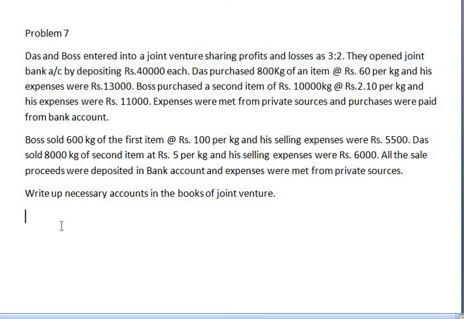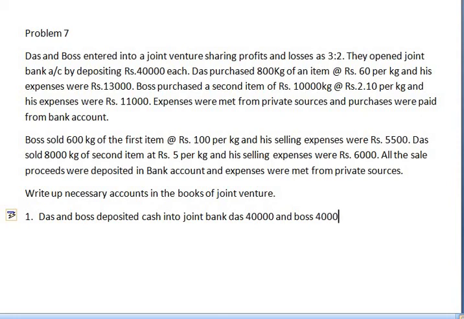So this is the first transaction. I will write here what's the first transaction. Das and Boss deposited cash into joint bank. So Das 40,000 and Boss also 40,000. They deposited money into joint bank account. So this is the first transaction.